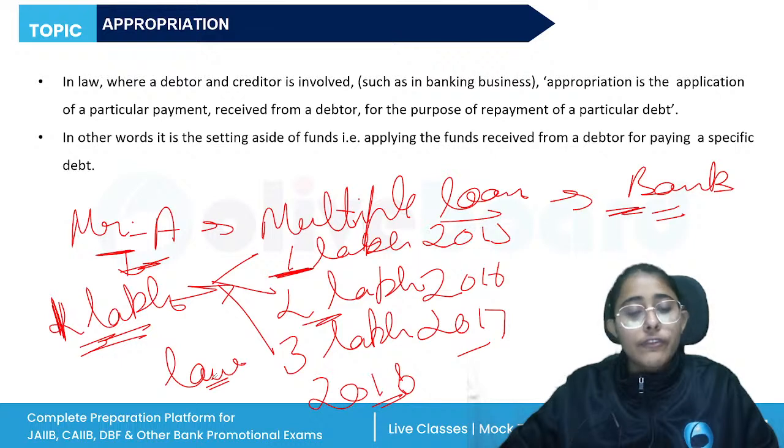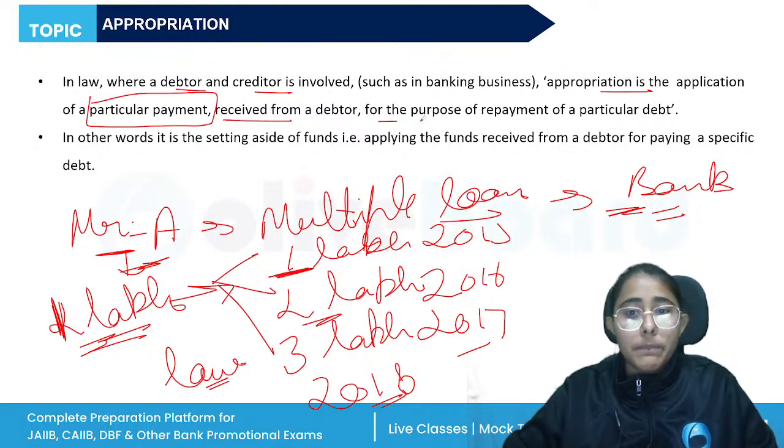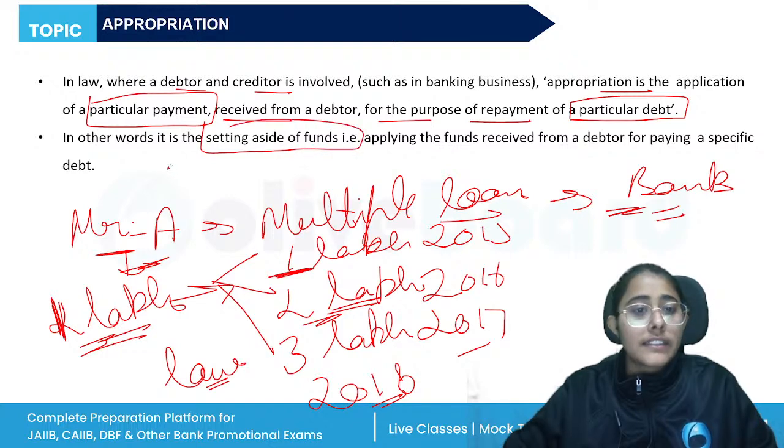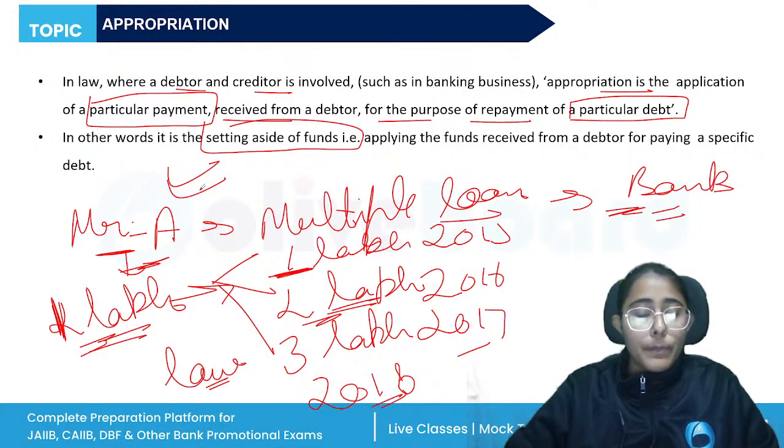So now we see the formal definition. In law, where a debtor and a creditor are involved, appropriation is the application of a particular payment received from a debtor for the purpose of repayment of a particular debt. So the debtor or the borrower is stating that the payment should be used to make the repayment of a particular debt. In other words, it is the setting aside of funds. This is the meaning of appropriation.